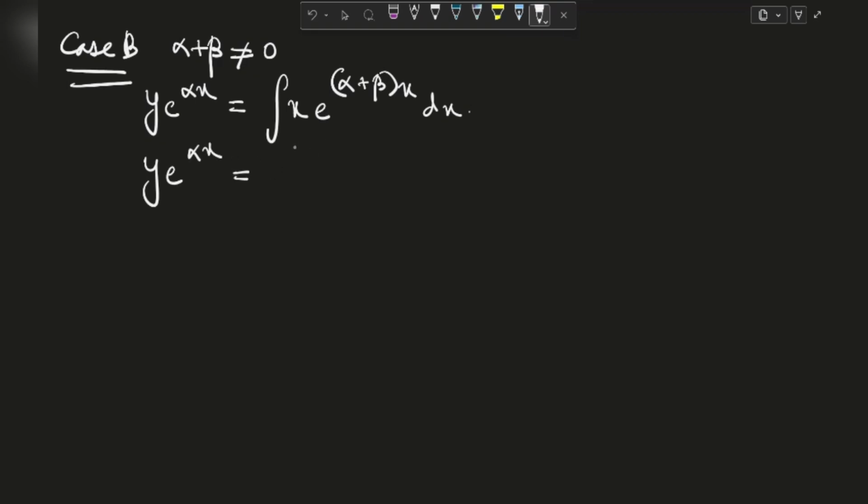So this thing will become, first we'll write this as x e power alpha plus beta times x divided by alpha plus beta. Basically I took this part to be v and this part to be u, and this is coming out to be minus 1 by alpha plus beta.